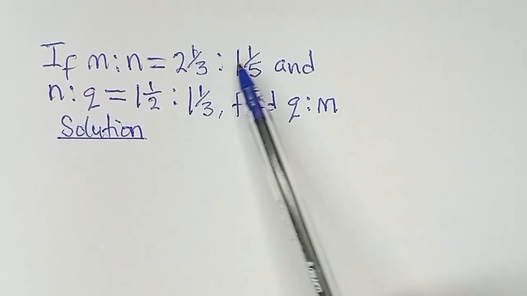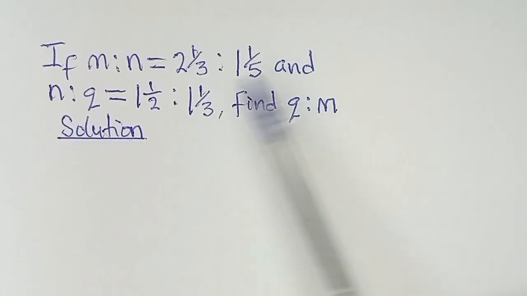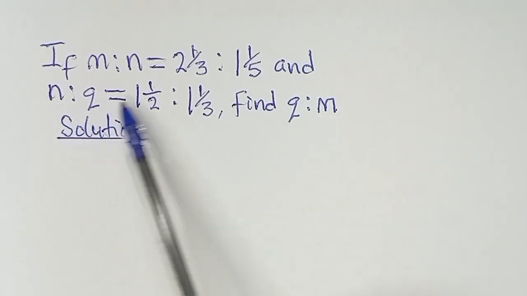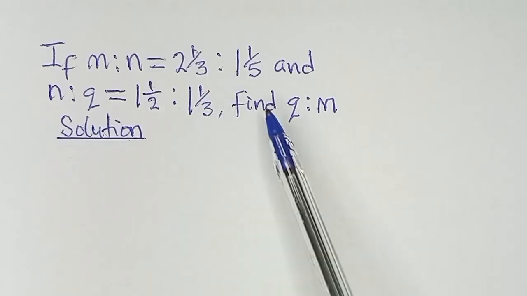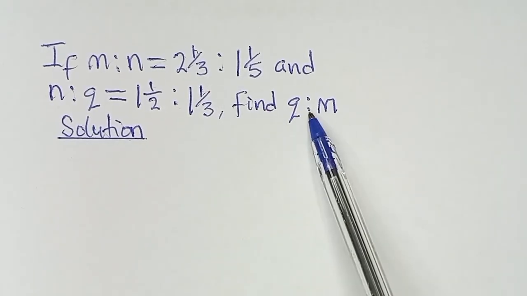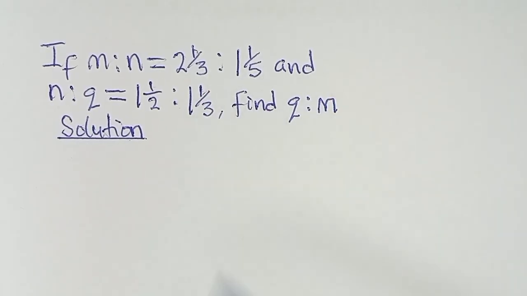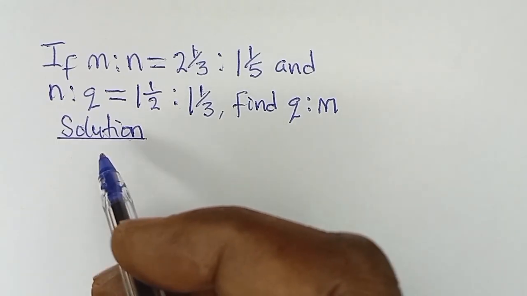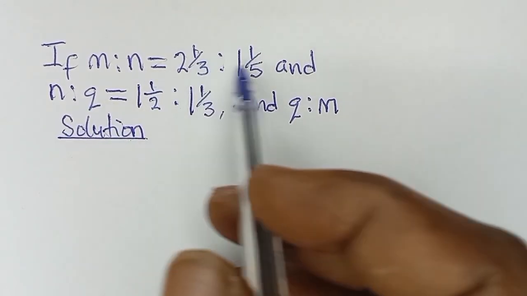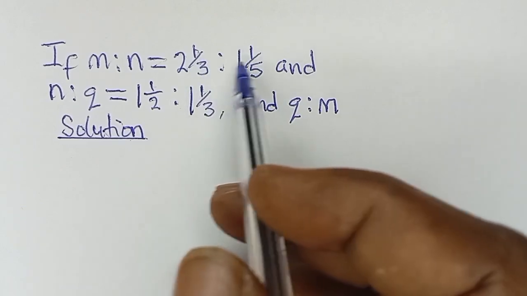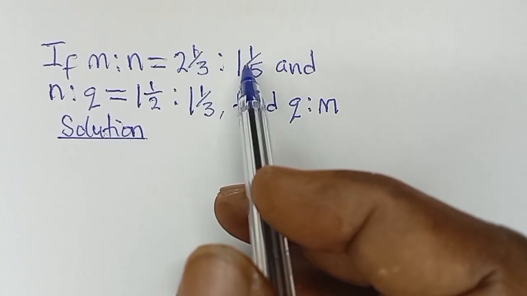The question says if the ratio of m to n is equal to 2 whole number 1 over 3 to 1 whole number 1 over 5, and the ratio of n to q is equal to 1 whole number 1 over 2 to 1 whole number 1 over 3, find the ratio of q to m. Now, for us to solve this, the first thing we can do is to express these as improper fractions so that it will be easy for us to handle.